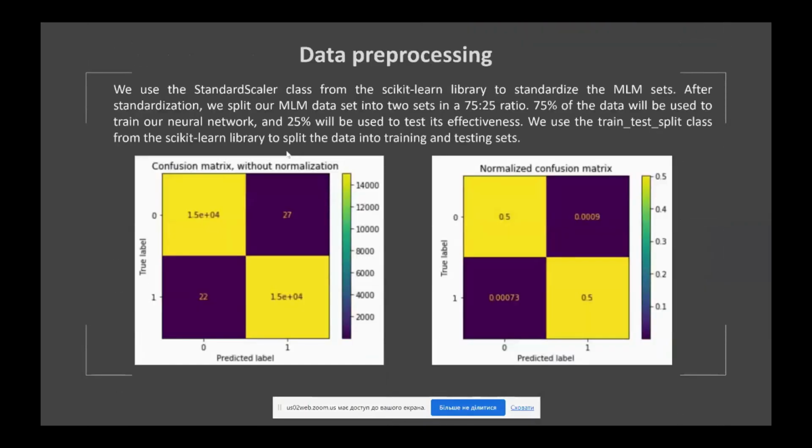Data processing. On this slide, we can see how well our model works. We used the standard scaler class from the scikit-learn library and standardized the MLM. After standardization, we split our MLM data set into two sets, 75 and 25 percent.